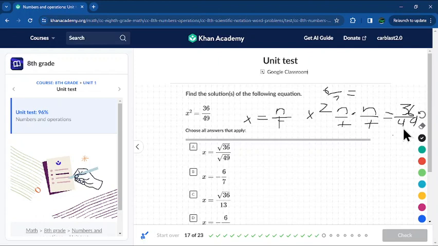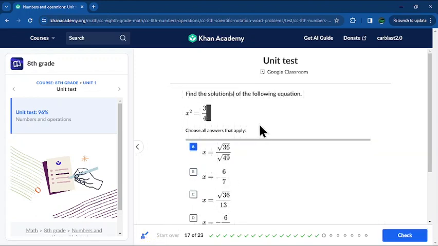But does it have to be? Well, no, because you can also make this negative, and negative 6 over 7 times negative 6 over 7 would still equal positive 36 over 49. So it's a, because the square root of 36 is 6, and the square root of 49 is 7. So that would be 6 over 7, which is a.